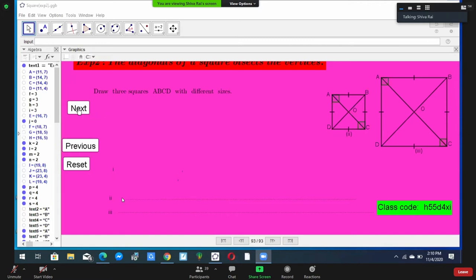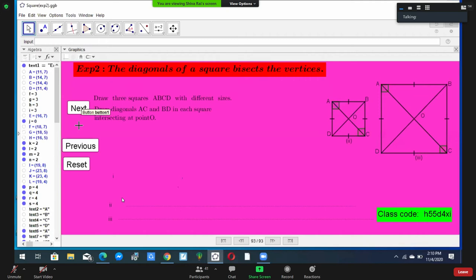So next you look here. Draw diagonals. You look at the second figure and third figure. Draw diagonals AC and BD in each square intersecting at O. Intersecting at O. Okay, you draw the diagonal with the help of a scale. Don't use your free hand. Some of you are doing it very carelessly. Okay, so be sincere. Do it sincerely. Everyone.